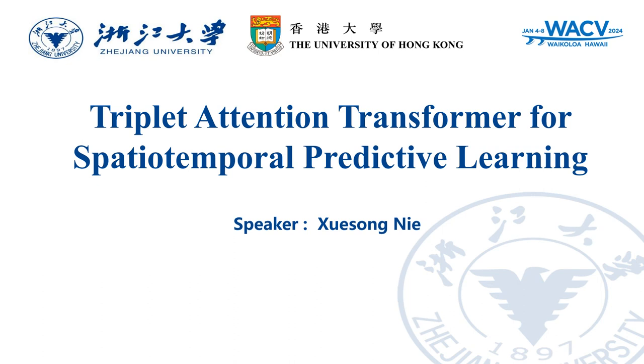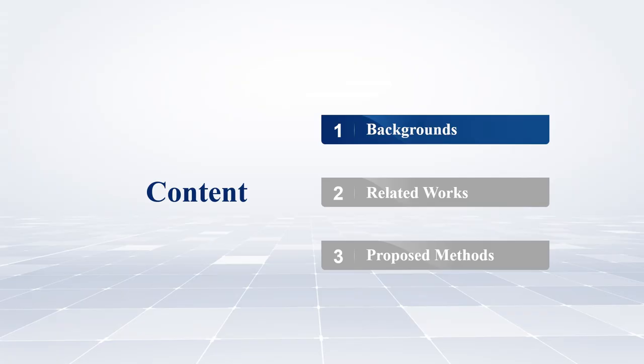Today, I'm excited to share our work published at ECCV 2024. The title is Triplet Attention Transformer for Spatiotemporal Predictive Learning. I will describe this approach in three parts: background, related works, and the proposed method.